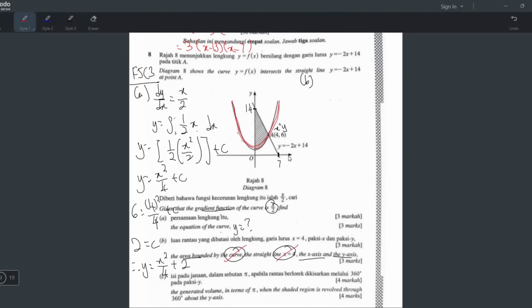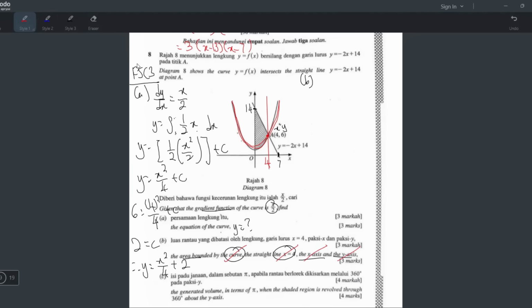X equals 4 means you go to x, find 4, and then draw a straight line. Okay, actually x equals 4 will be the line here. Agree? Because they already said point A is (4, 6), right? That means for point A, if you read down here, you will get 4. So the x equals 4 line will be exactly here. It's a vertical line. Okay?